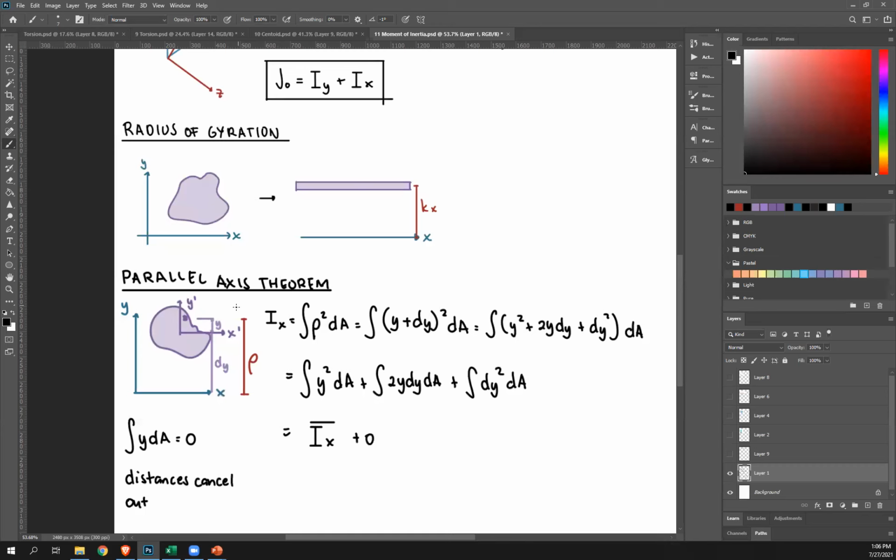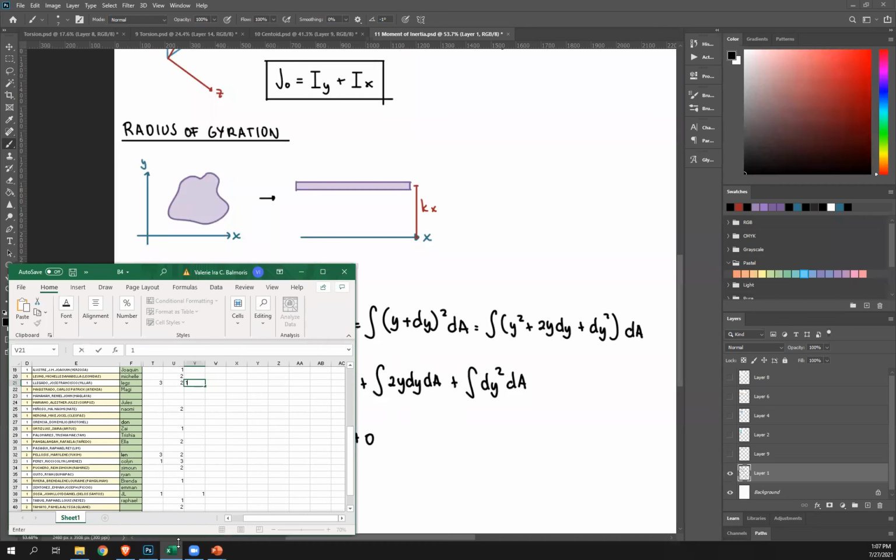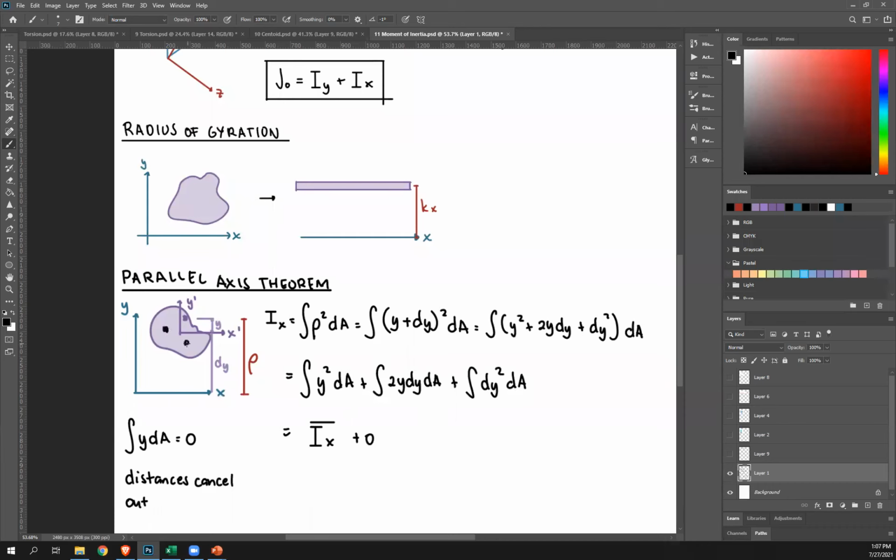So dy, can anybody tell me, is that a constant or a variable? Distance y of centroidal axis to reference axis. Is that a constant or a variable? Correct, Michelle. And Francisco. Now, why is it a constant? Because no matter where your element is, the distance of your reference x-axis to the centroidal x-axis is the same. The position of your axis do not change. That's why this distance y is a constant. So meaning you're going to be left with integral of dA.